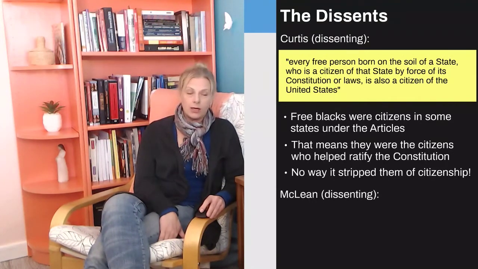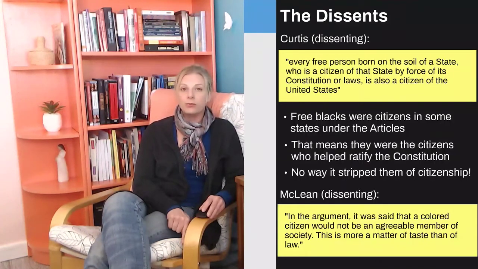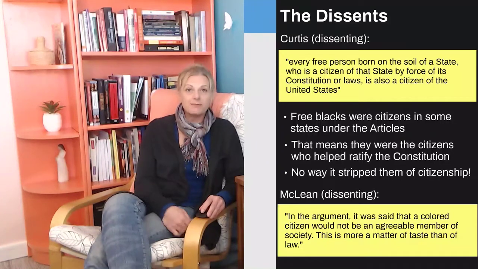Now, McLean also has a dissenting opinion. And his dissenting opinion, I think, is a little subtle, but it is also a pretty strong dig at some of the racist language in the majority opinion. So he says, in the argument, it was said that a colored citizen would not be an agreeable member of society. This is more a matter of taste than of law. So essentially what he's doing here is he's calling out this idea that somehow, because there are people who have been conditioned to these racist ideas about who should and shouldn't be a citizen, that these are not rooted in law, that this is just racist. Of course, it doesn't say it quite that way.